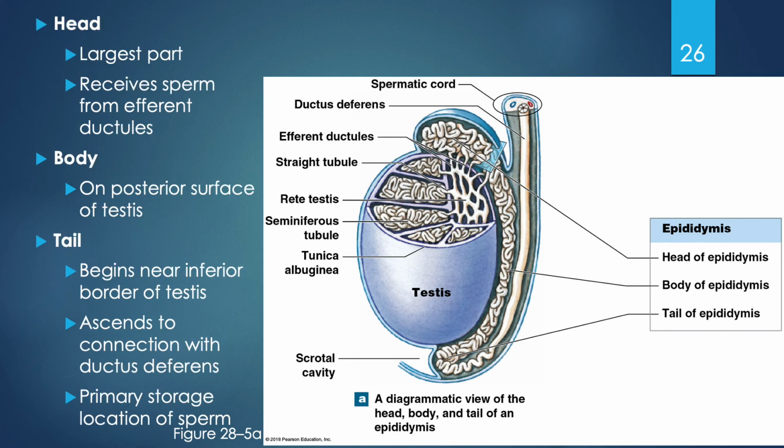Let's take another look at figure 28.5a. You'll see the head of the epididymis is the largest part of it, and this is where it receives sperm from the efferent ductules. The body of the epididymis is on the posterior aspect of the testis, and it wraps around, hugging that posterior aspect. The tail begins at the inferior border of the testis, and then it ascends to connect with the ductus deferens, and this is the primary storage location of sperm.